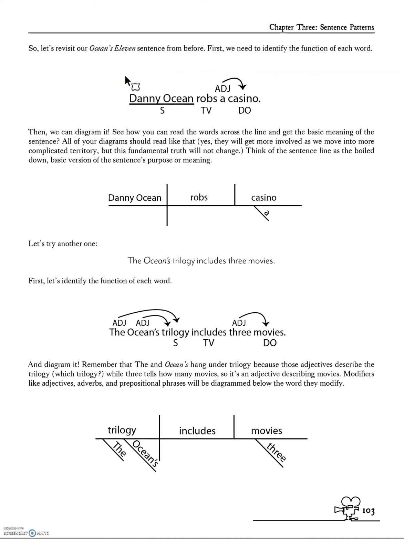So if we go back, we have Danny Ocean robs a casino. So Danny Ocean is my subject, robs is my verb, and then casino is the direct object. So it goes on the right of that direct object line. And then a is an adjective, so we just hang it off the bottom there. If we keep going, the Ocean's trilogy includes 3 movies. And remember, this is the format the book will use where your sentence patterns, your word functions are going to be on the bottom and modifiers will be on top. So we've got trilogy includes movies, and then the, Ocean's, and 3 are all adjectives.